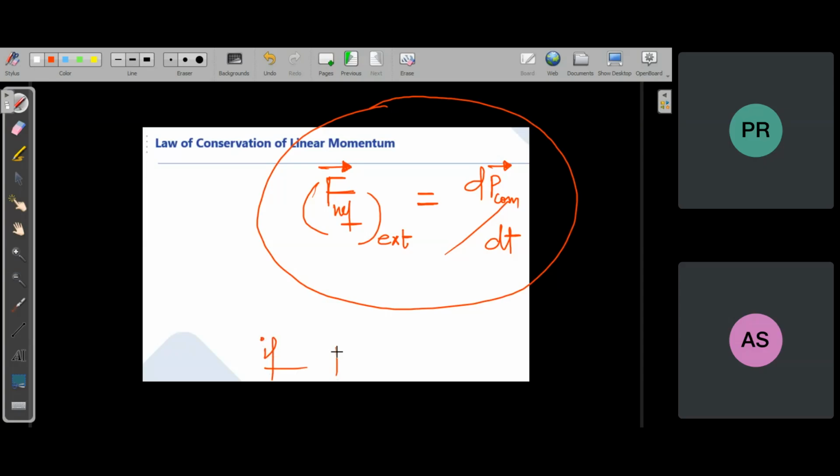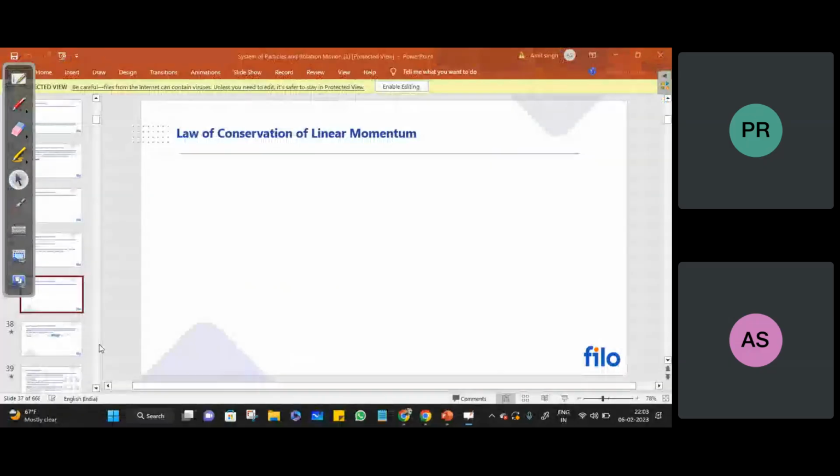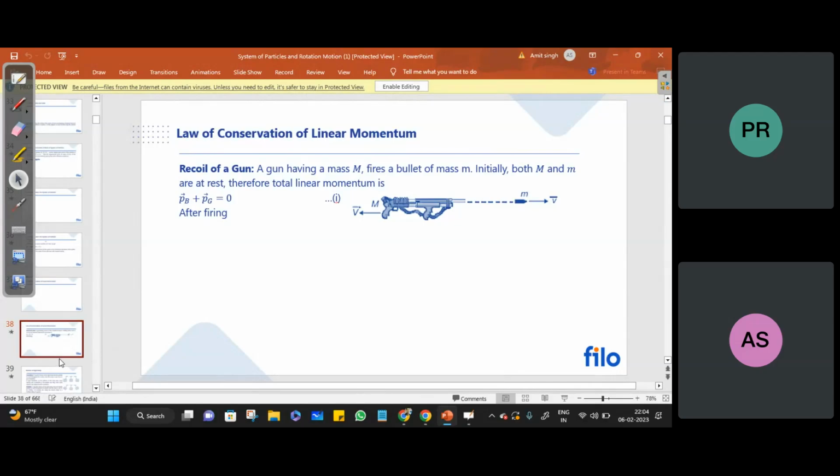That if net external force, by default it is always the net force, becomes zero, then linear momentum of the system cannot change. Linear momentum of the system cannot change, so it will be constant. Means m into v_cm will be constant, means v_cm will be constant, right? So exactly the same thing here also.